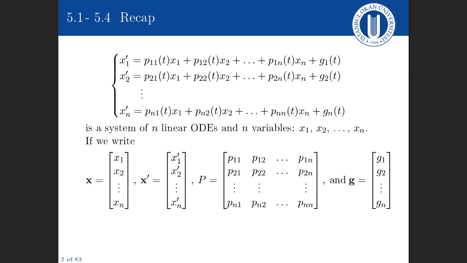Capital P will be our square matrix, p11, p12, etc. And G will be our function g1, g2 up to gn. If we use these matrices, then the linear system at the top, that's n first-order linear differential equations in n variables, we could write that just as x prime is equal to Px plus g. And that's, of course, a much neater and easier way to write this system.